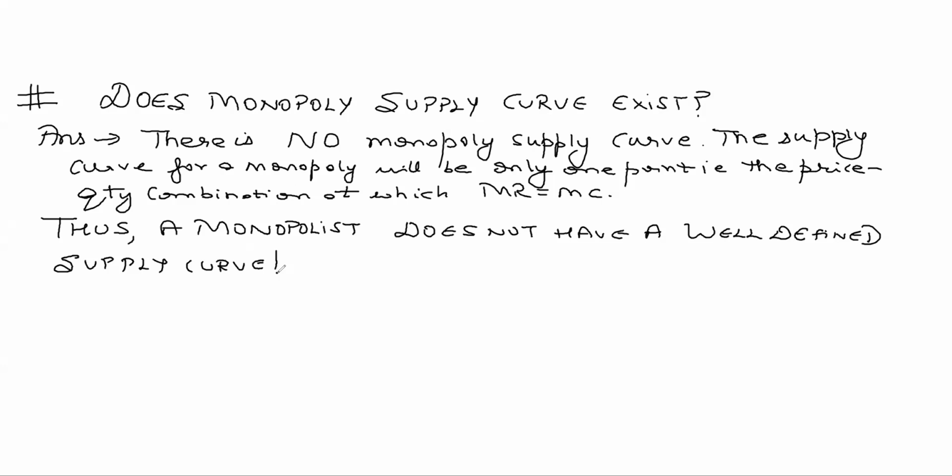Monopoly supply curves are just points corresponding to the price quantity combinations at which MR is equal to MC. In other words, what we need to understand here is that a monopolist will simply supply what is demanded. So there is no supply condition in the case of a monopoly, and there is no particular supply curve in the case of a monopoly. The monopolist will simply supply that quantity at which MR is equal to MC.